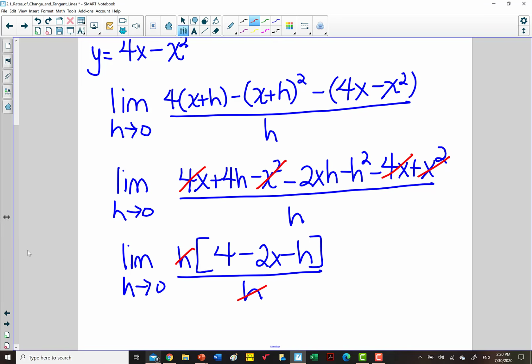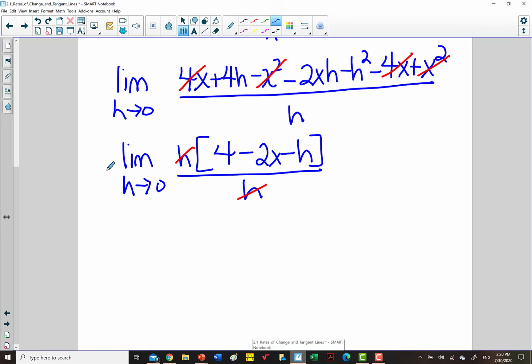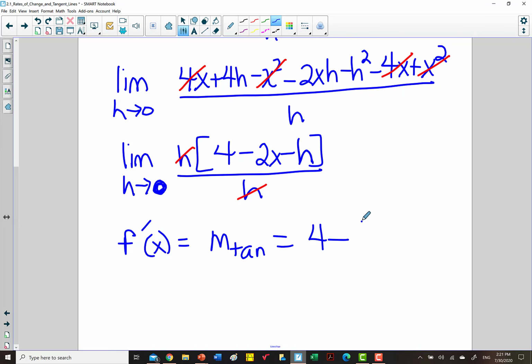Eliminate that division by 0 and apply the limit. So if we substitute 0 into the remaining term, our derivative, which is the slope of the tangent line for any x, is 4 minus 2x.